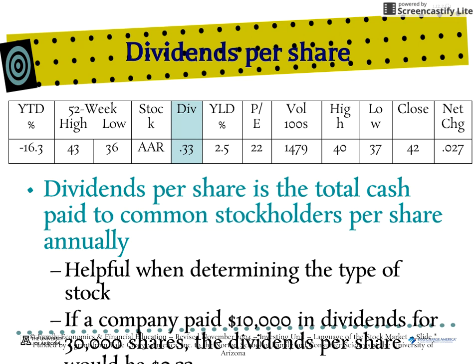The next one is dividends per share, DIV. Dividends per share is the total cash paid to common stockholders per share annually. It's helpful when determining the type of stock. If a company paid $10,000 in dividends for 30,000 shares, the dividends per share would be about 33 cents.